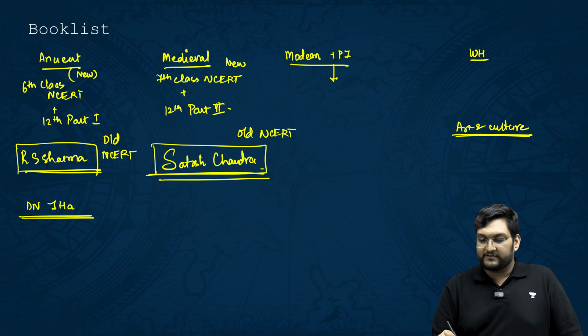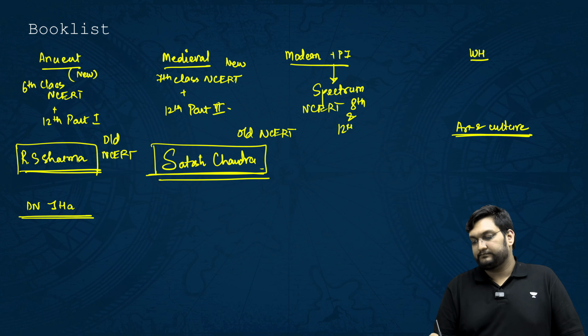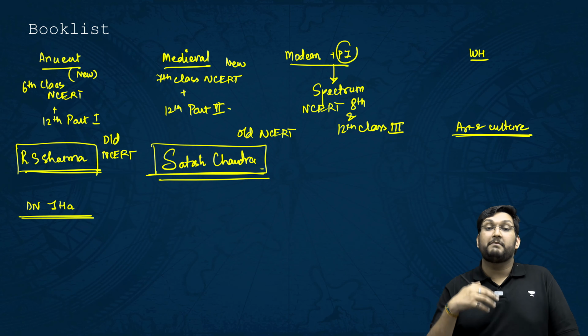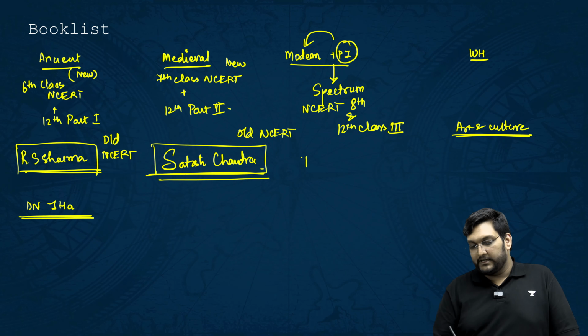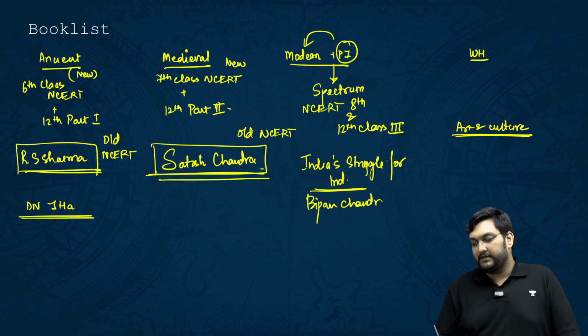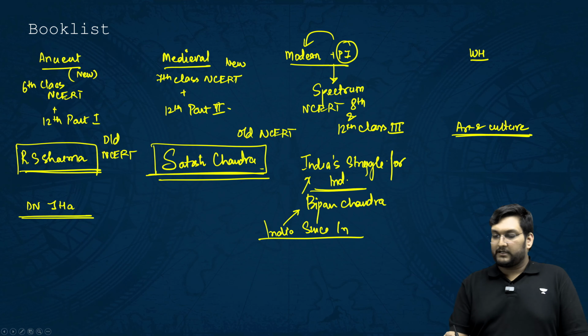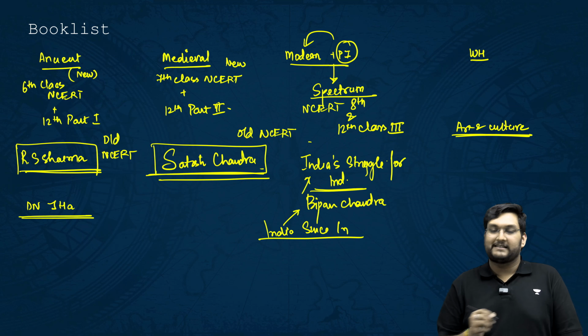For modern, you have Spectrum, that is a one-stop solution, plus NCERT 8th class and 12th class part 3. But for post-independence and the mains section of modern India, you need India's Struggle for Independence by Bipin Chandra, and India Since Independence, again Bipin Chandra. These are two critical books for mains. Spectrum should solve your problem for prelims along with the NCERTs.